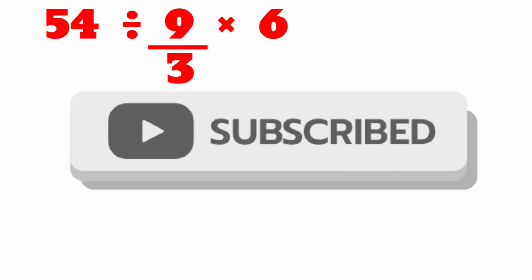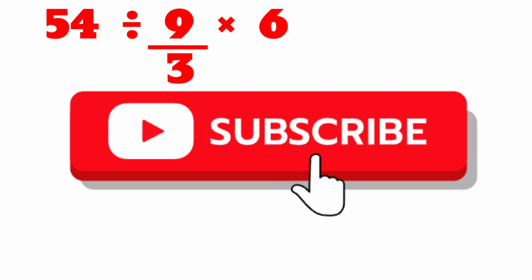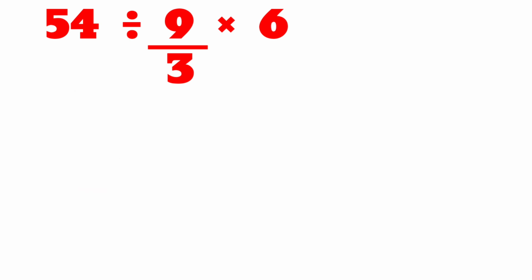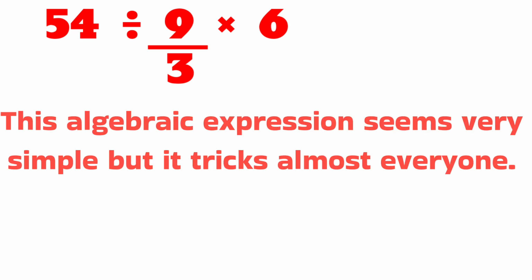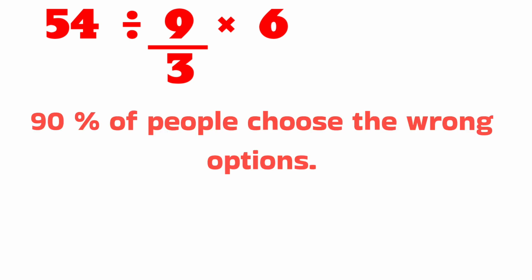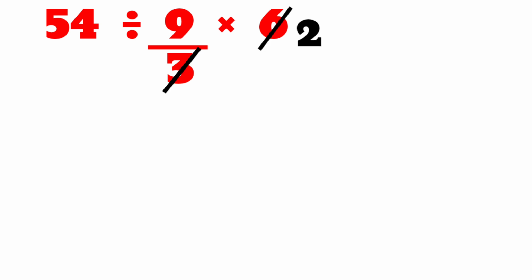In this video, we want to find the value of this expression: 54 divided by 9 upon 3 times 6. This expression seems very simple, but it tricks almost everyone. 90% of people choose the wrong option. Cut it like this. 3 times 2 is 6.